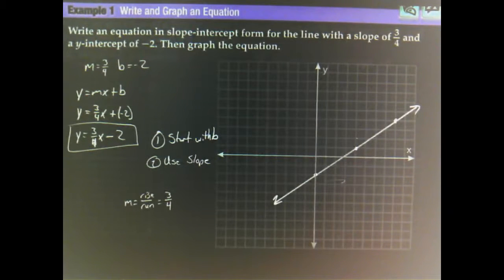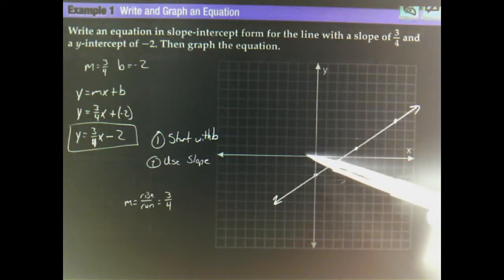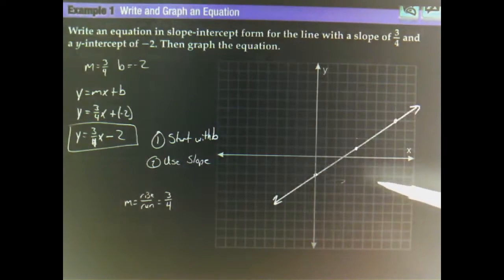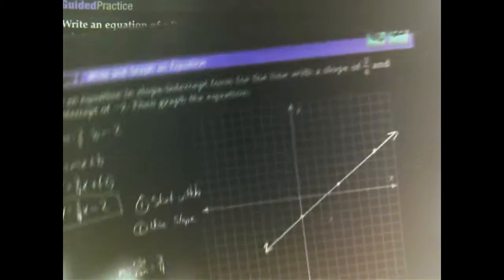So a couple things to note. Remember, your y-intercept is always on your y-axis. That's where you start. And then when you're using your slope, make sure you understand that if you are working with the rise, positive means up and negative means down. If you're working with the run, positive means right and negative means left.